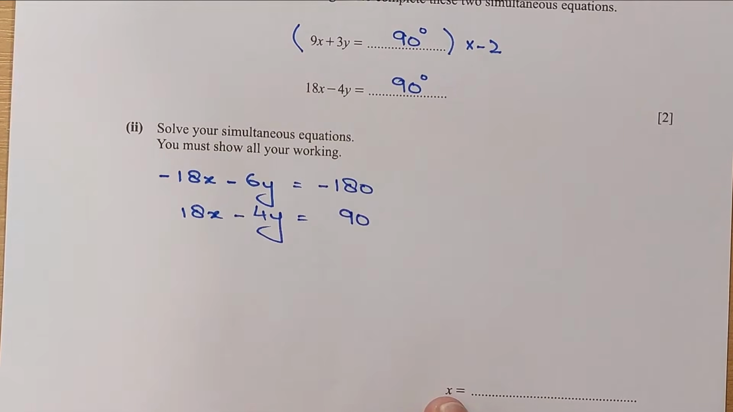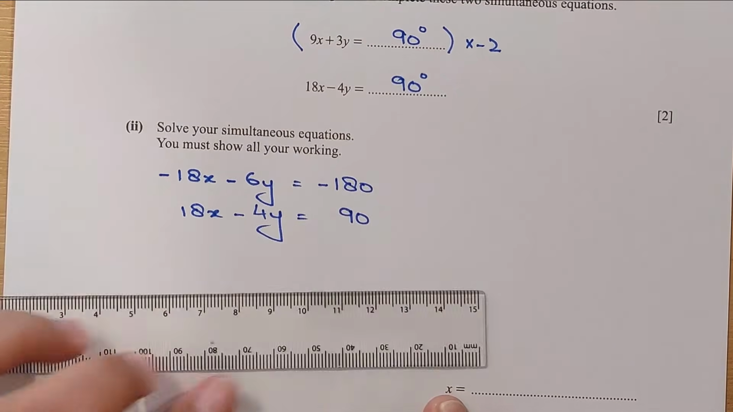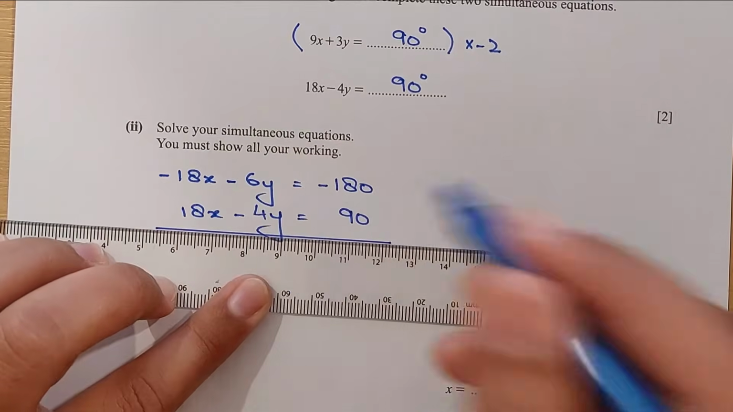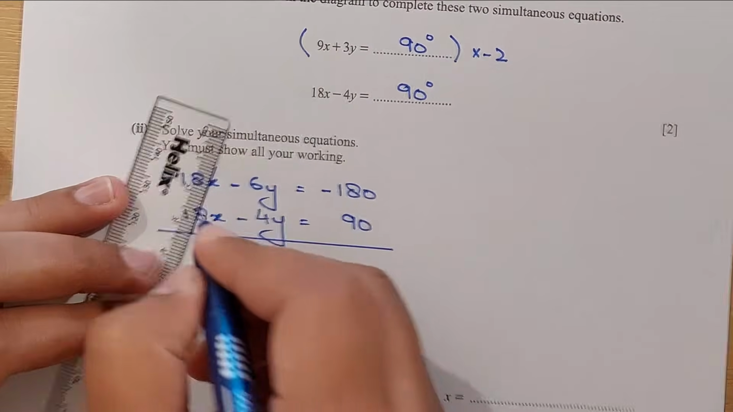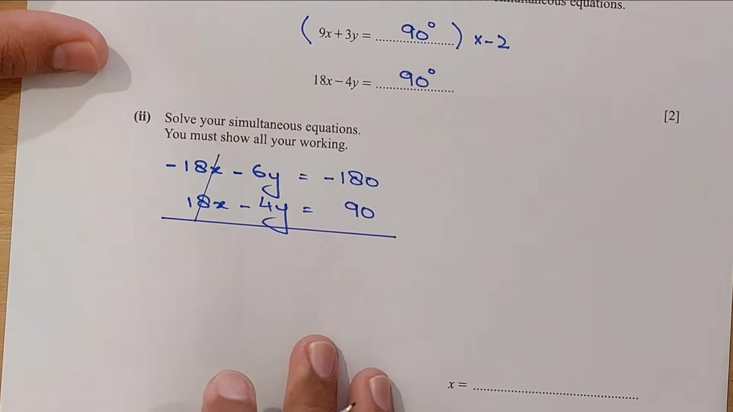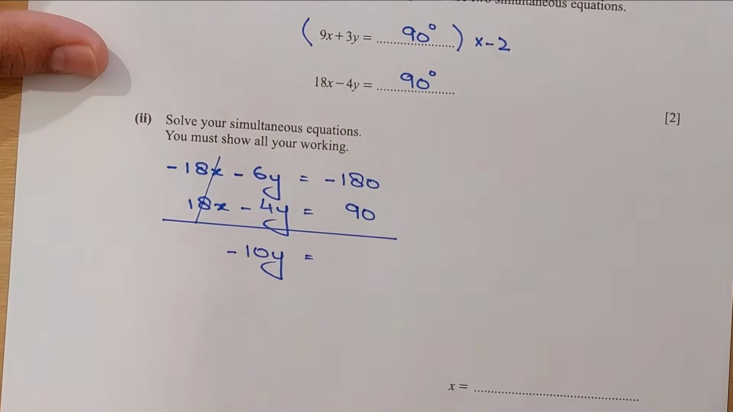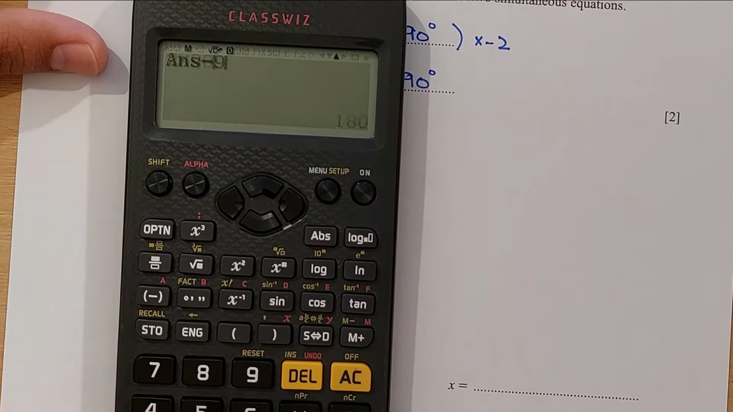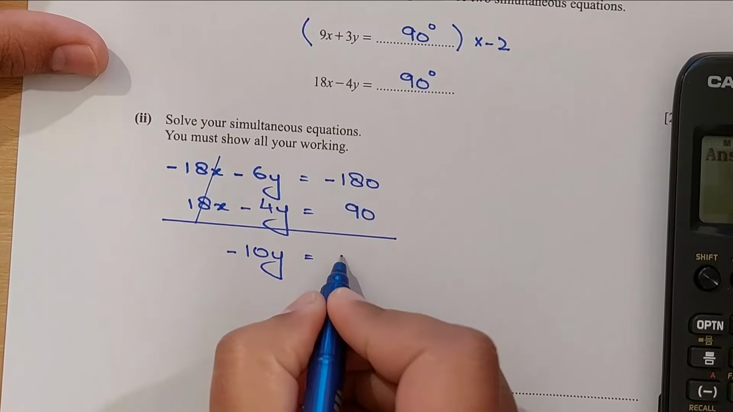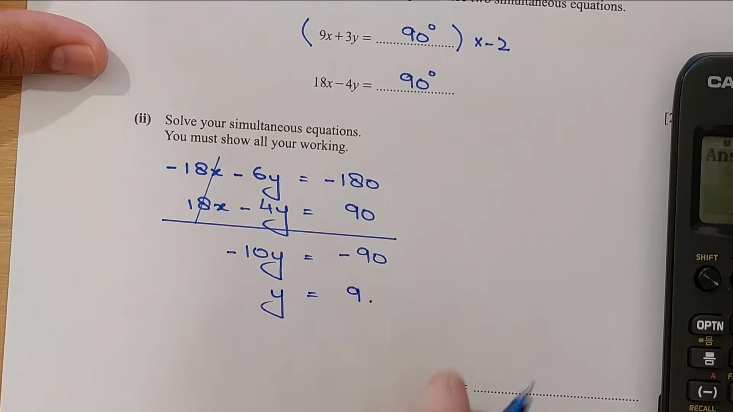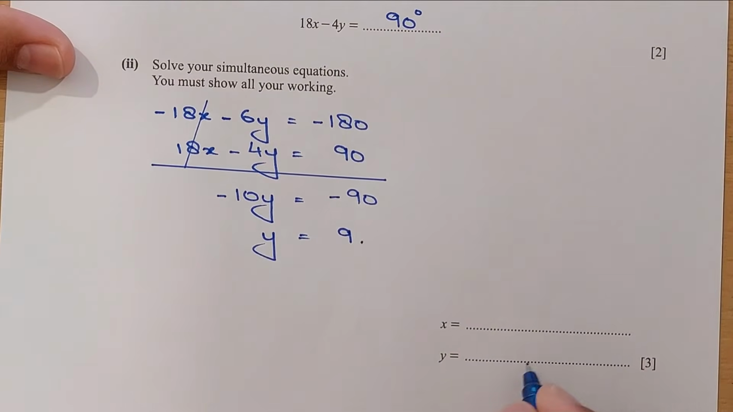Now let me add the two equations to get the value for y, and we can easily cancel the x. Positive 18x and negative 18x cancel out, and we have minus 6 minus 4, which is minus 10y, equals minus 90. With the negative signs cancelling, y equals 9. So our y value is 9.